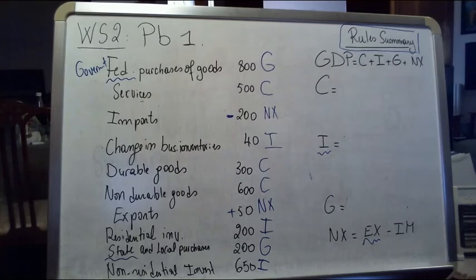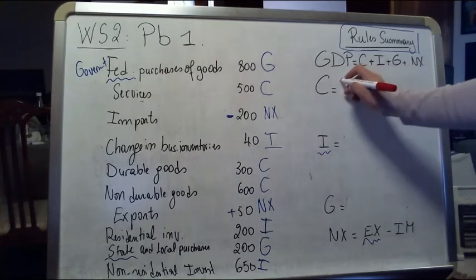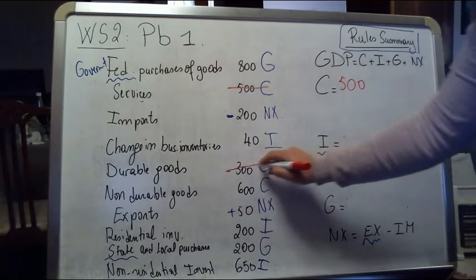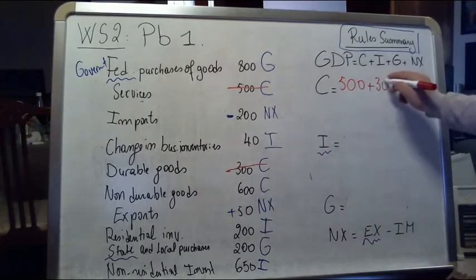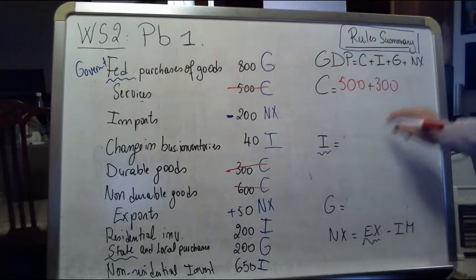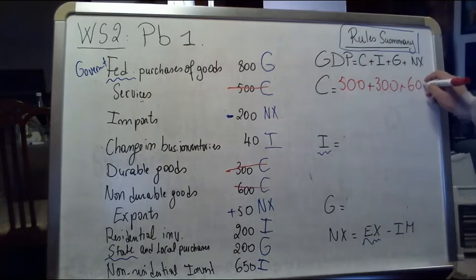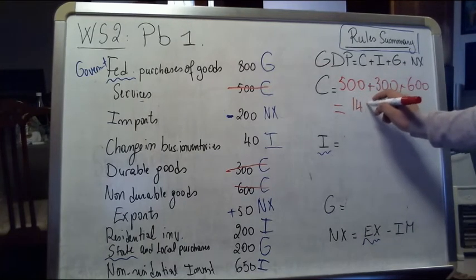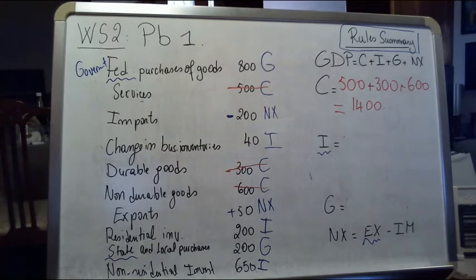Okay, C equals 500 plus 300 plus 600, and that's it. This totals $1,400 billion.